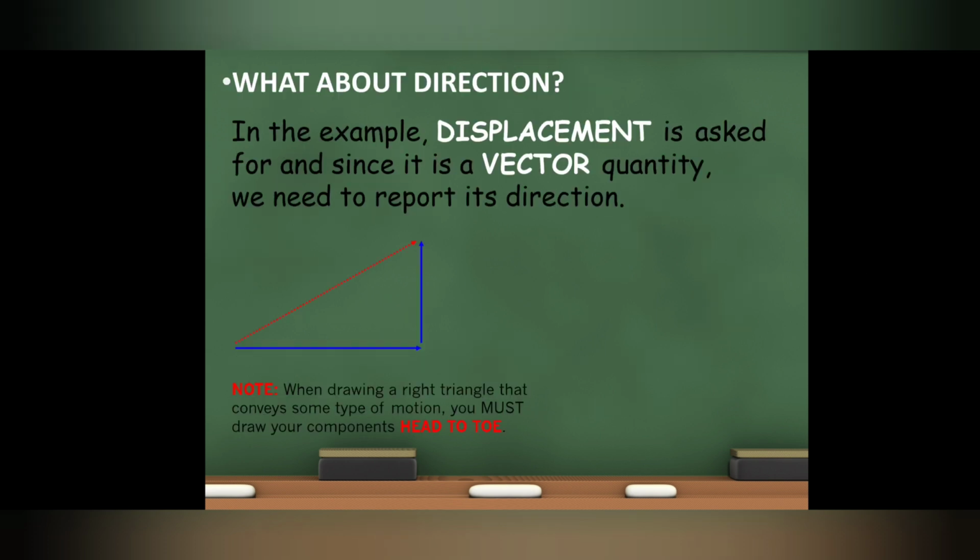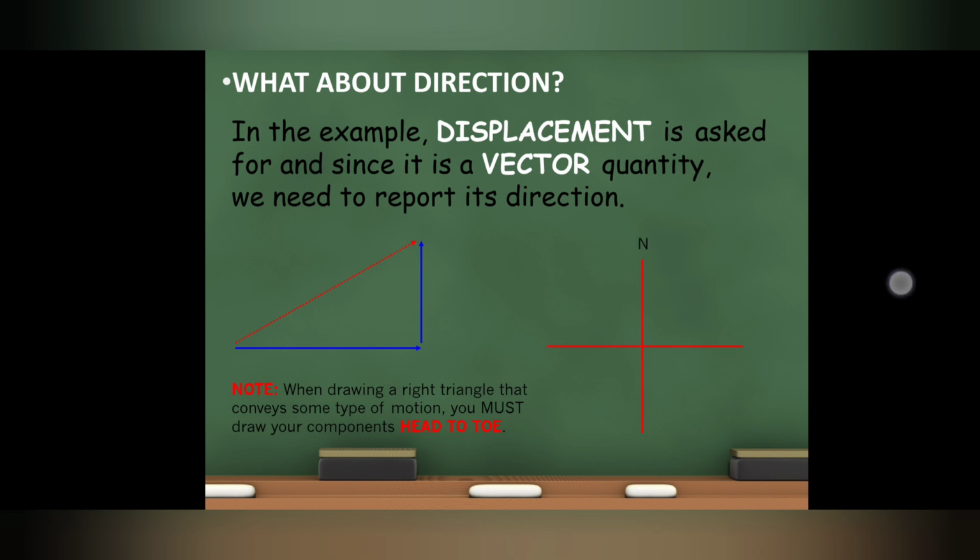Now what about direction? Now in the same example, displacement is asked, right? And since it is a vector quantity, we need to report its direction as well. Simply note that when drawing a right angle, that conveys some type of motion. So you must draw the components head to tail.